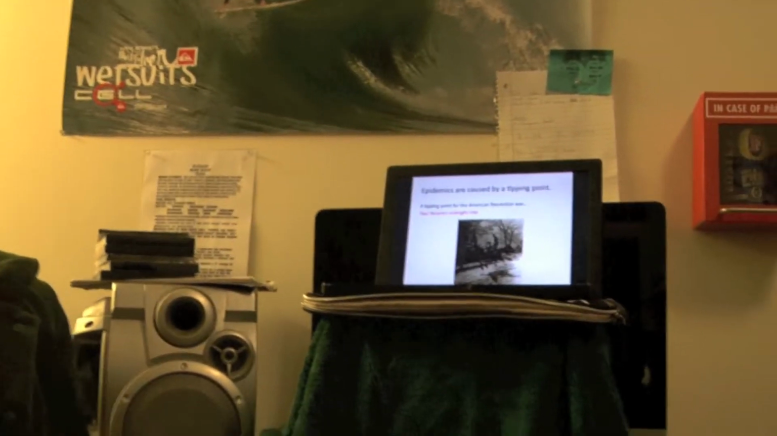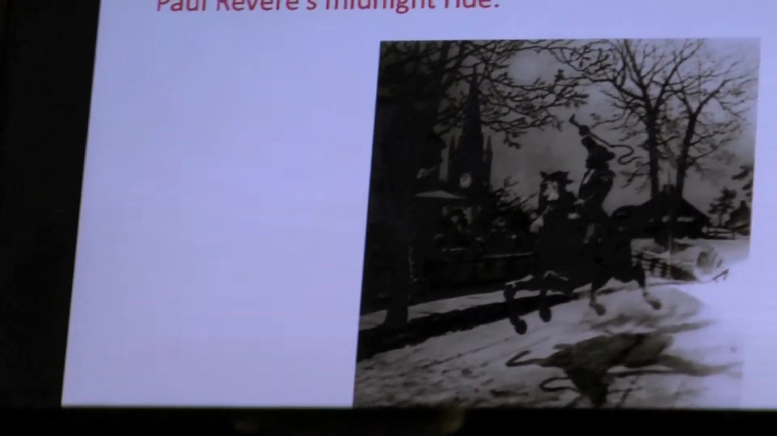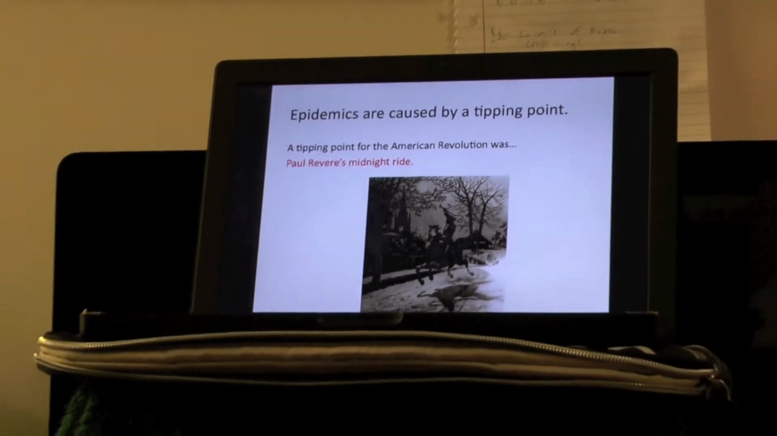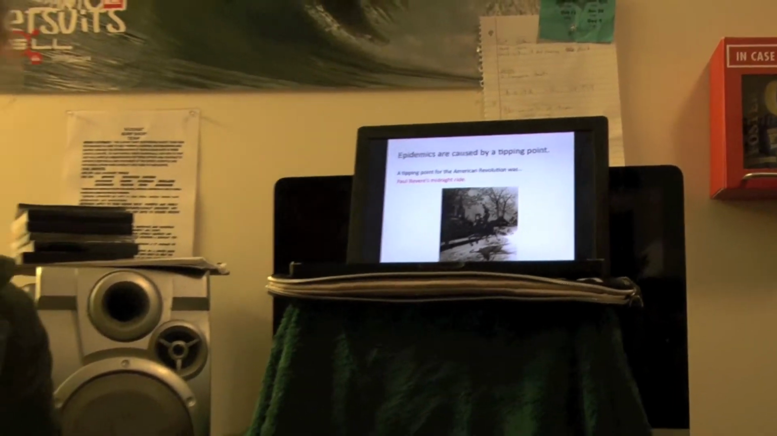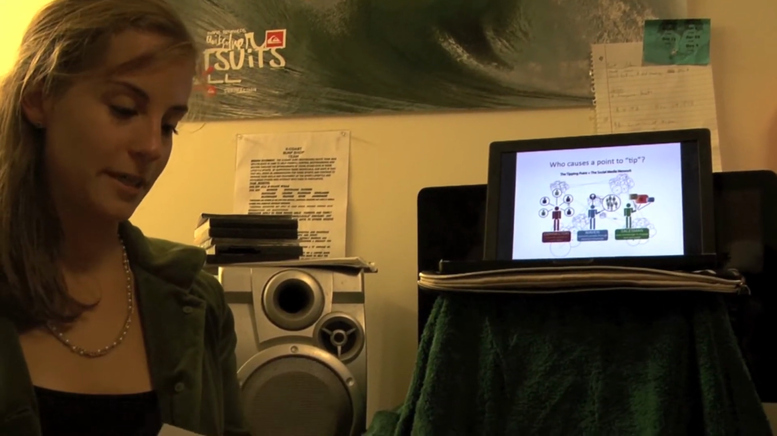Epidemics are caused by a tipping point. Paul Revere was the tipping point for the American Revolution. Paul Revere riding his horse around Boston caused the tipping point for the American Revolution. Who causes the point to tip?